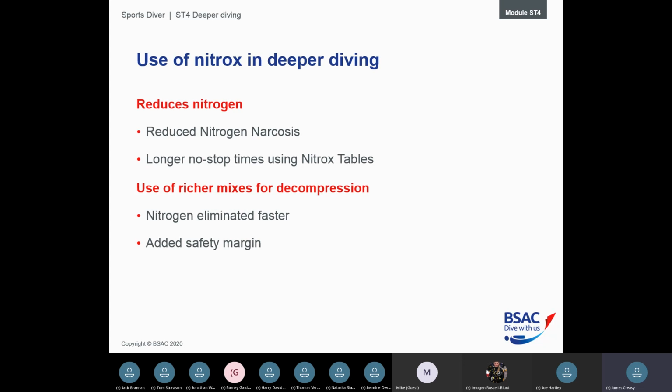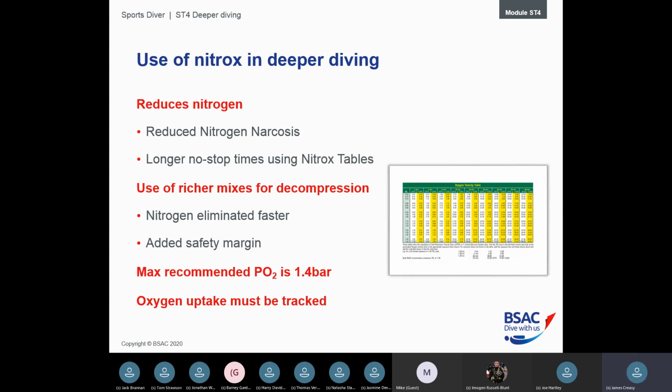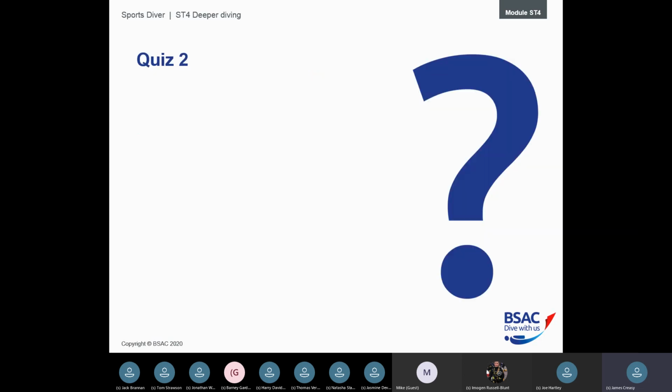So say you're doing the dive on 32 but you deco on nitrox 36, it adds in that safety margin of the 36 being better at eliminating the nitrogen. And again, you make sure the recommended max partial pressure of oxygen is 1.4 bar for the gas you're breathing. You must track your oxygen uptake as well as your nitrogen uptake for your CNS using the oxygen toxicity table that we saw earlier. So I have a quick quiz before we finish.